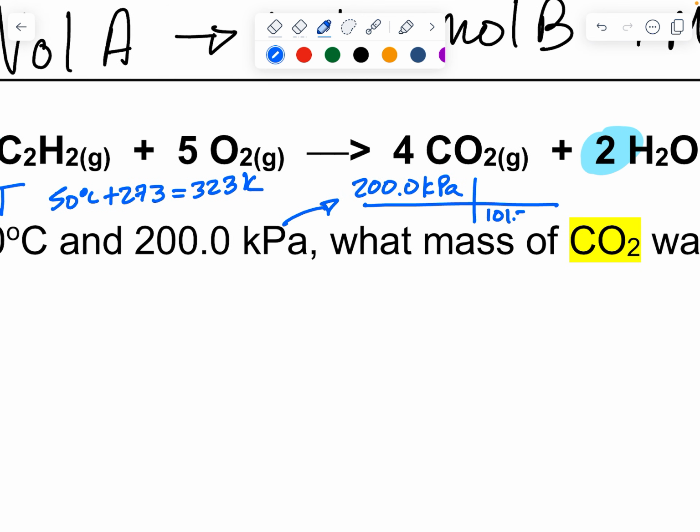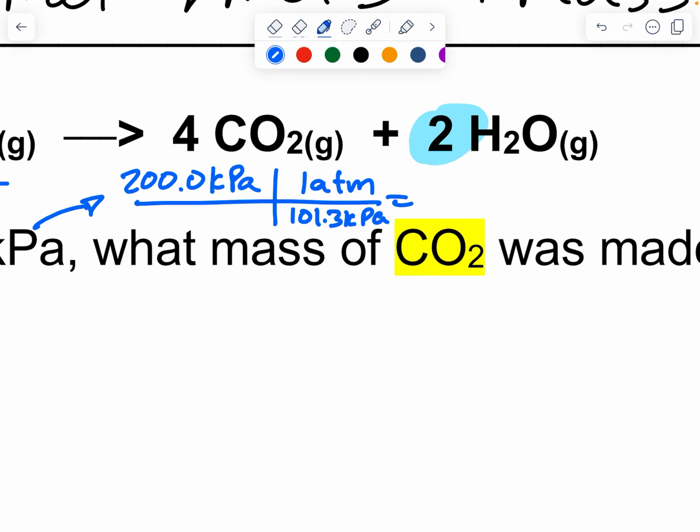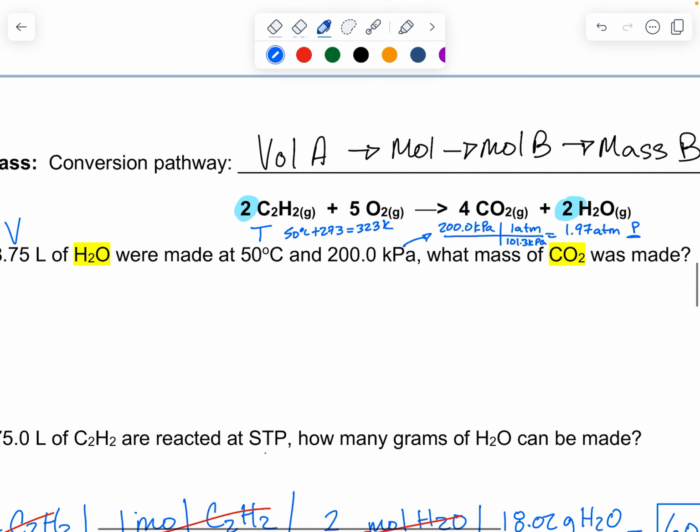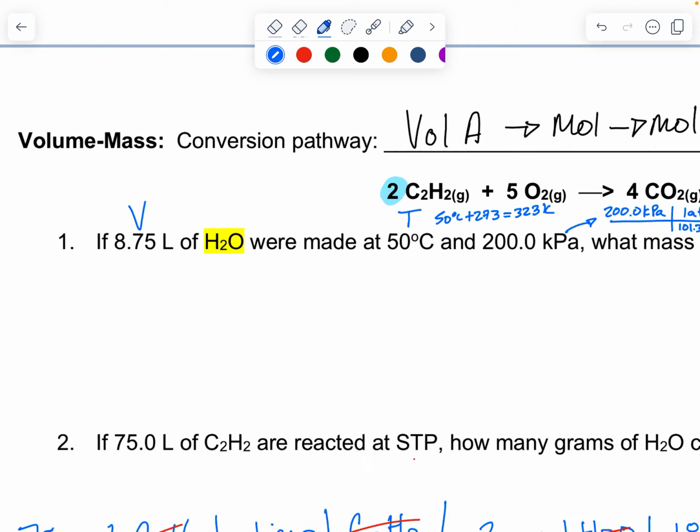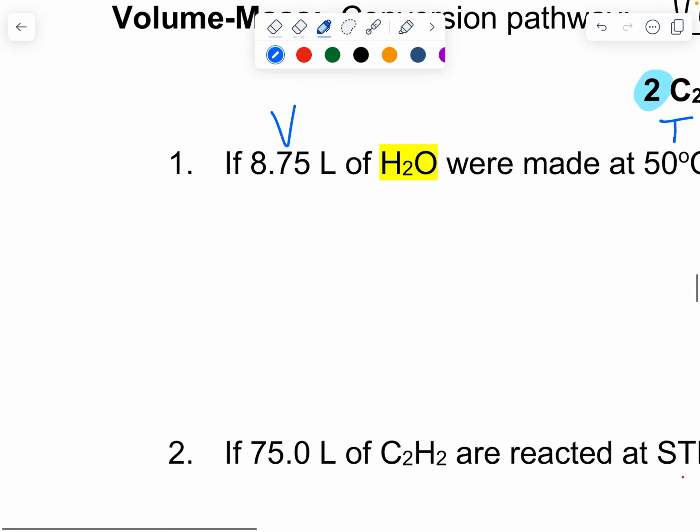That is 101.3 kPa equal to 1 atmosphere, or 1.00 atmospheres. So 200 divided by 101.3 is 1.97 atmospheres. Right, and that's going to be the pressure. And so what we've got is volume, temperature, and pressure. What we're going to solve for is the last variable, which is moles. So we've got PV equals nRT.